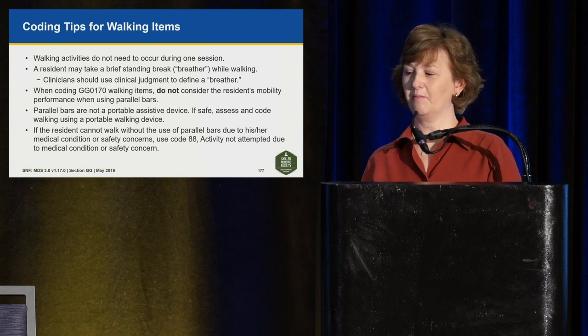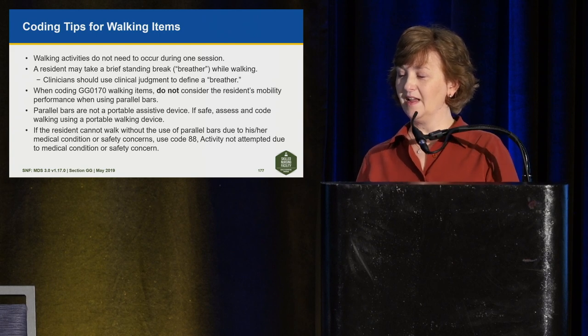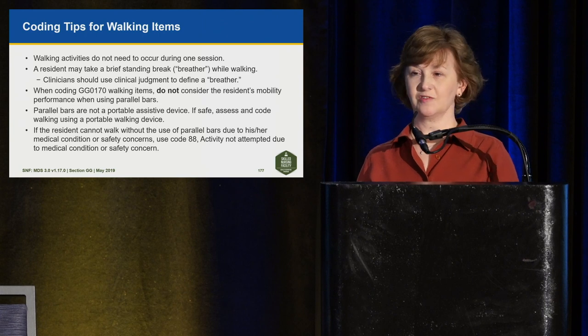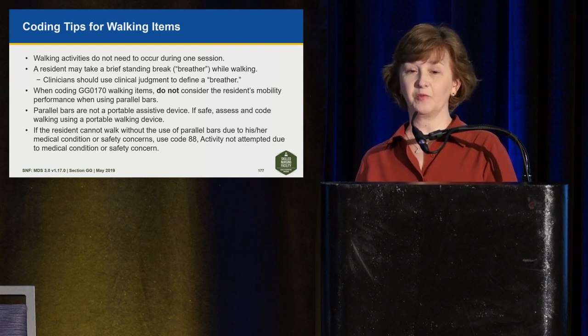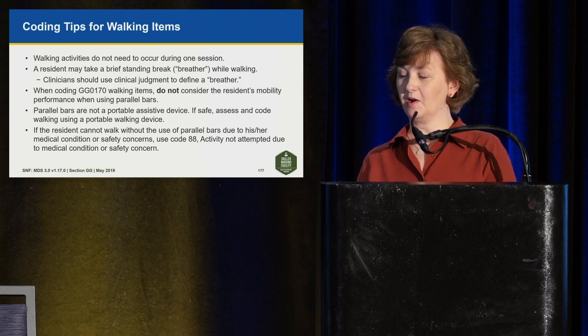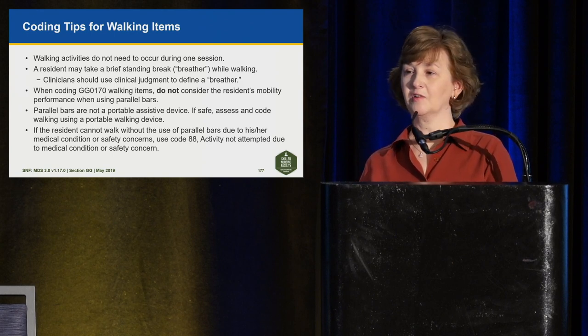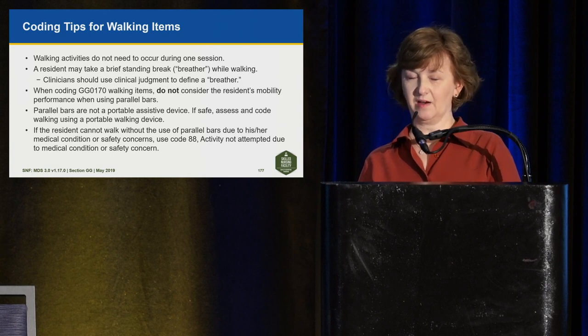So that's why the parallel bars don't count. Parallel bars, as I said, are not portable. If safe, assess and code the patient using portable walking devices such as a cane, walker, or any other type of walking mobility device. If the resident cannot walk without the use of parallel bars due to his or her medical condition or safety concern, then you would code 88, activity not attempted due to medical condition or safety concern, if it's a recent onset medical condition.